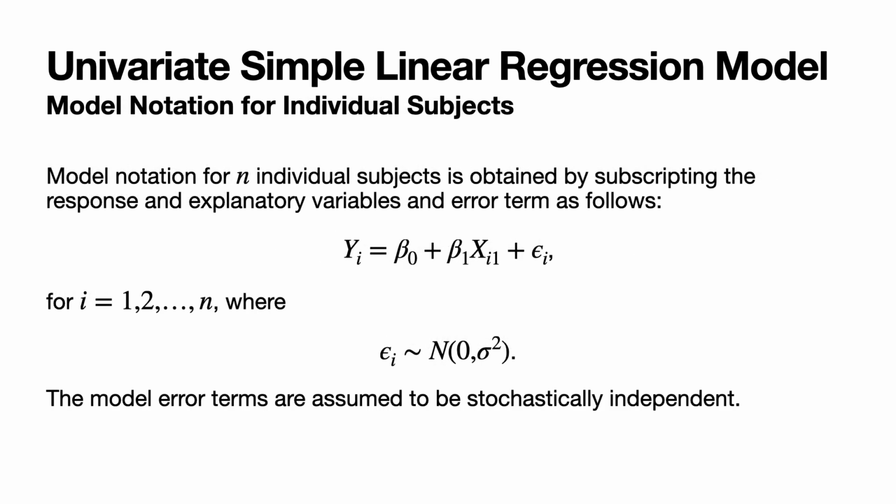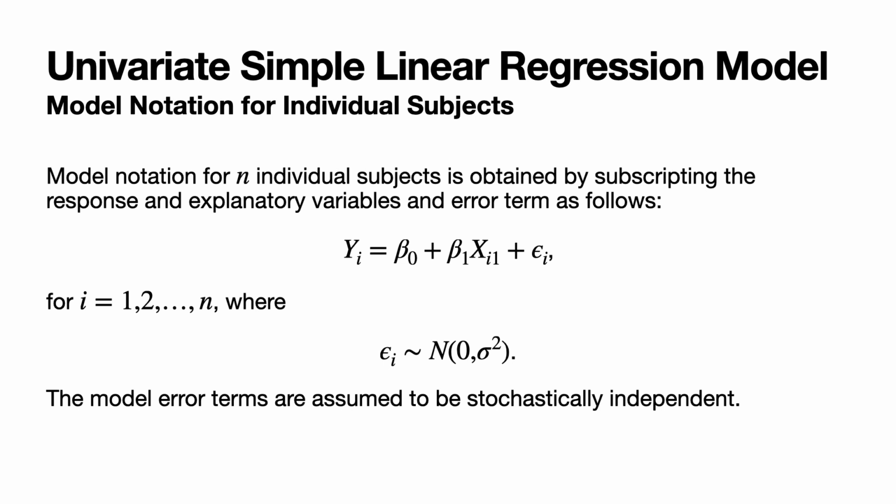Now we can also express this model for individual subjects. The model notation for n individual subjects is obtained by subscripting the response and explanatory variables as well as the error term as follows. I'm going to use the subscript i to identify different individuals. So for the ith individual, we would have the regression equation y sub i equal to beta 0 plus beta 1 times x sub i1 plus epsilon sub i. So each individual has its own response variable, y sub i, its own value for the explanatory variable, x sub i1, and epsilon sub i.